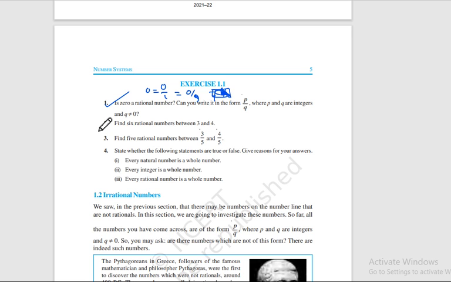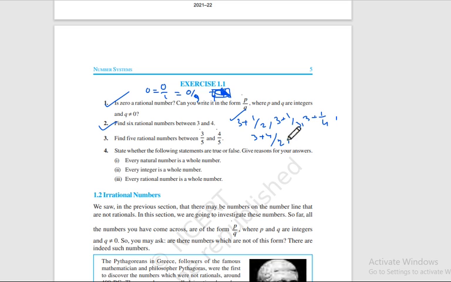Can you do it? 6 rational numbers. Yes, it is very easy. 3 plus 1 by 2, 3 plus 1 by 3, 3 plus 1 by 4. All these are rational numbers that will lie between 3 and 4. You can do this, or maybe you can average, 3 plus 4 by 2.